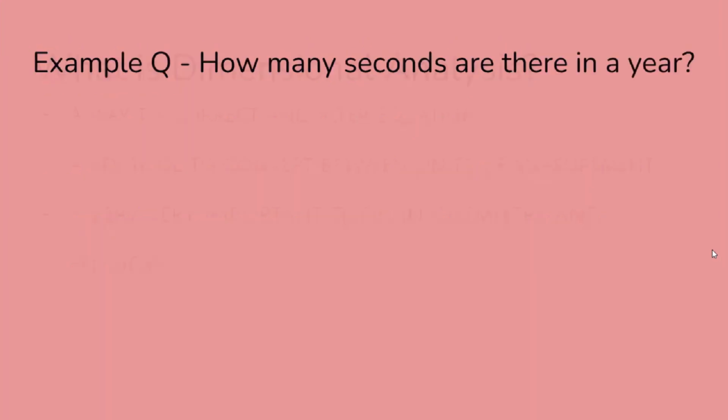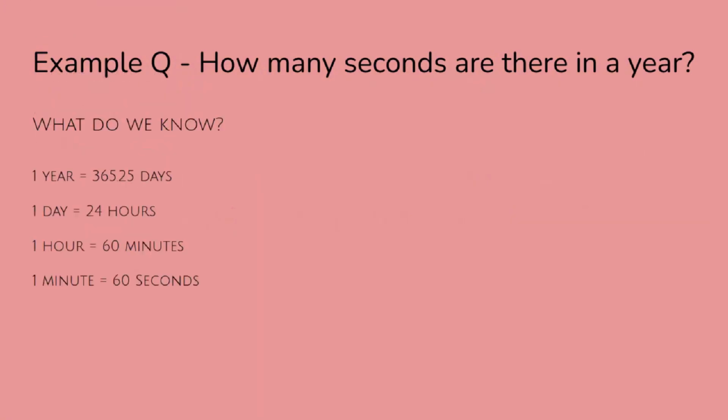First things first, let's find out what we know. In 1 year, there's 365.25 days. In 1 day, there's 24 hours. In 1 hour, there's 60 minutes. And in 1 minute, there's 60 seconds. Okay, so what do we do from here?